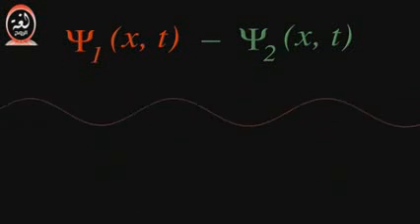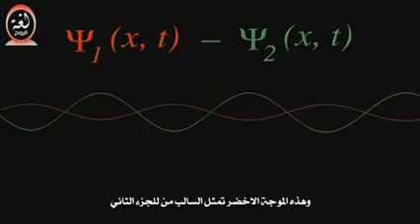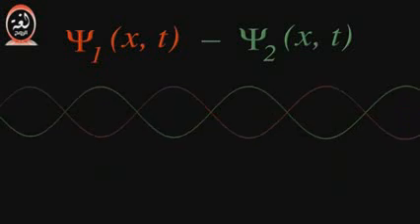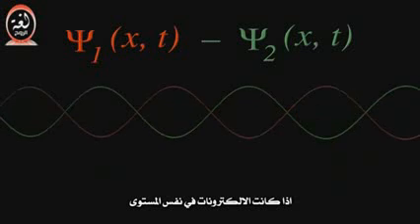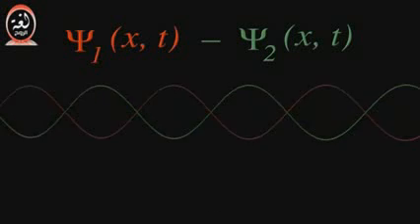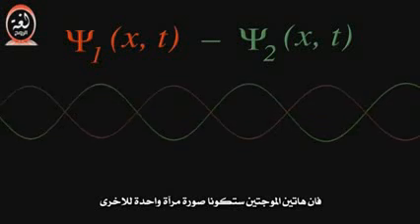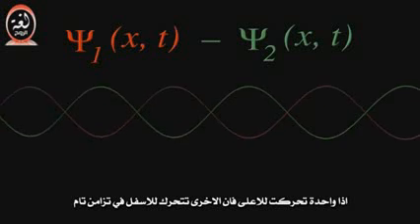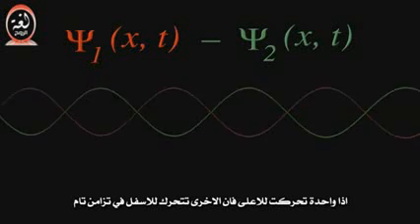Let's let this red wave represent the first part of the combined wave function, and this green wave represent the negative of the second part. If the electrons are in the same state, these two waves will be a mirror image of one another. As one goes up, the other goes down in perfect synchrony.